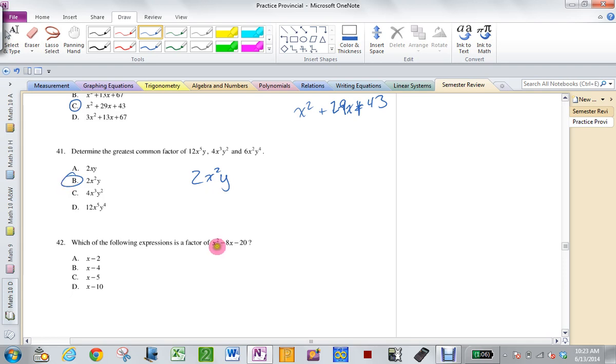42. Factor that. I need to multiply to negative 20 and add to negative 8. It is, of course, 10 and negative 2. So I need x plus 2, x minus 10. 2 minus 10 to get the negative 8. There it is. 42 is D.